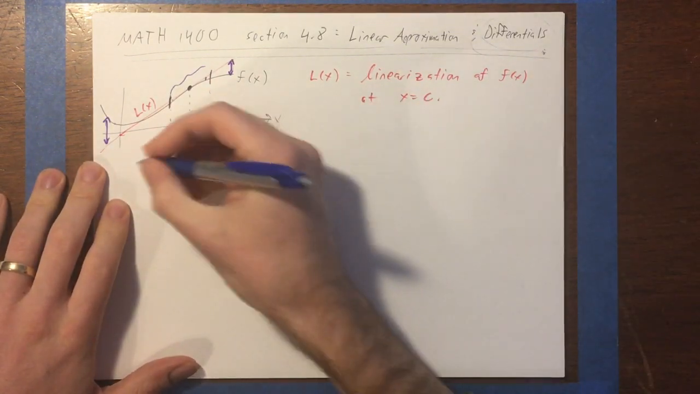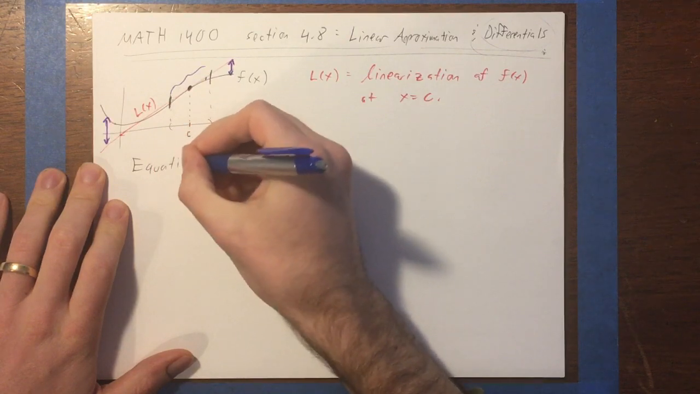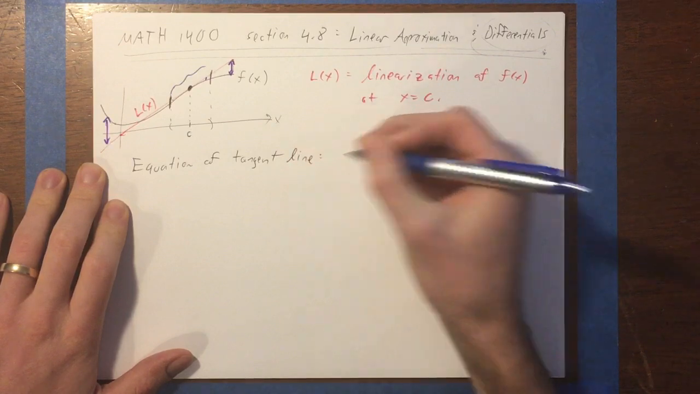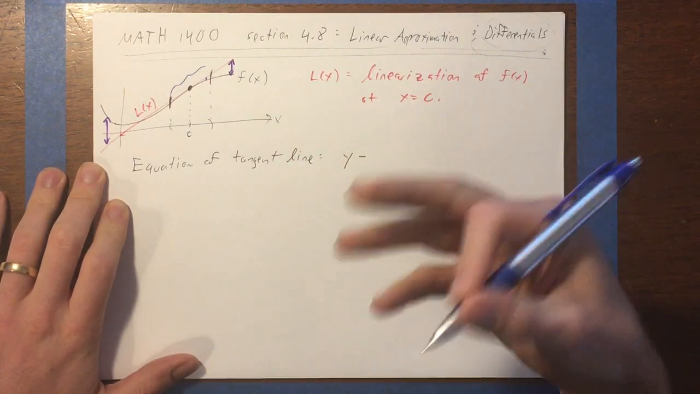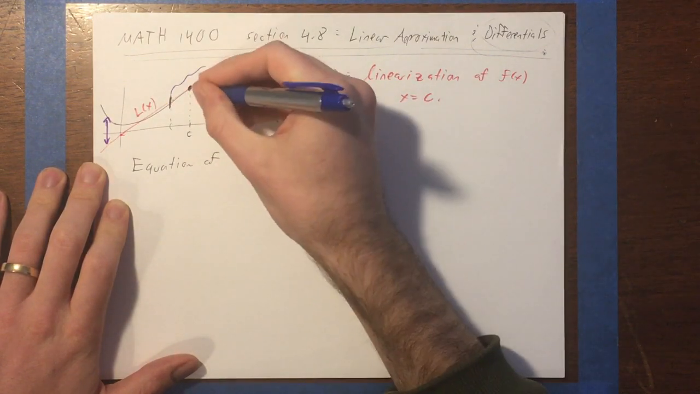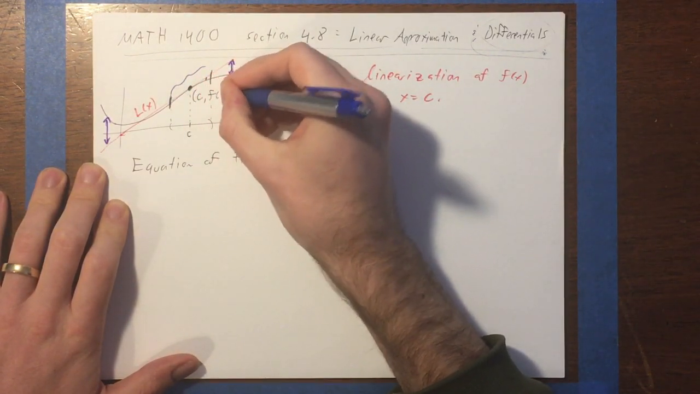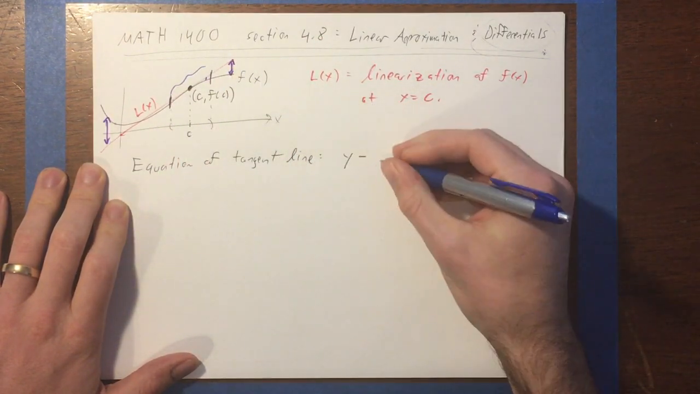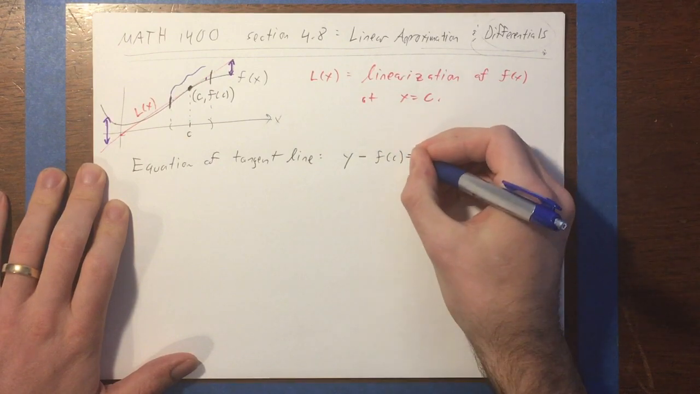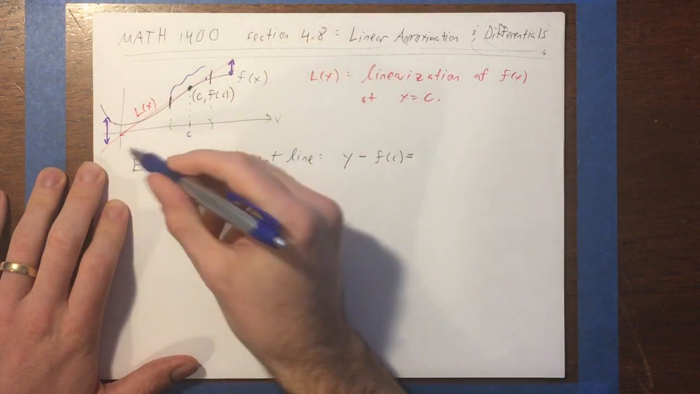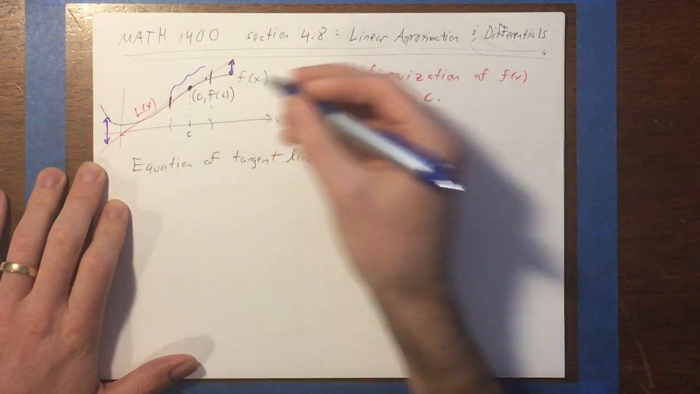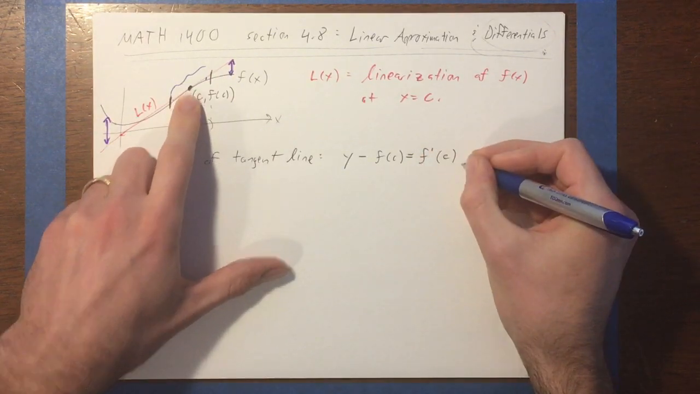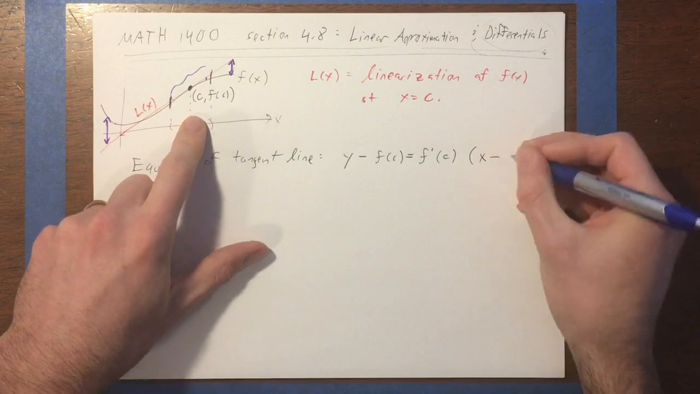I'm going to write the equation of a tangent line in the point slope form. So I'm going to write y minus the y-coordinate of the point. Well, this point's coordinates here are going to be c comma f of c, because it's a point on the curve, which is the graph of f. So the y-coordinate is f of c. And then that's going to equal the slope of the line. We're looking for an equation for the line, and its slope is given by the derivative of f. So that's f prime, evaluated at the point of tangency, which is c. So there's my slope, times x minus the x-coordinate, which is c.